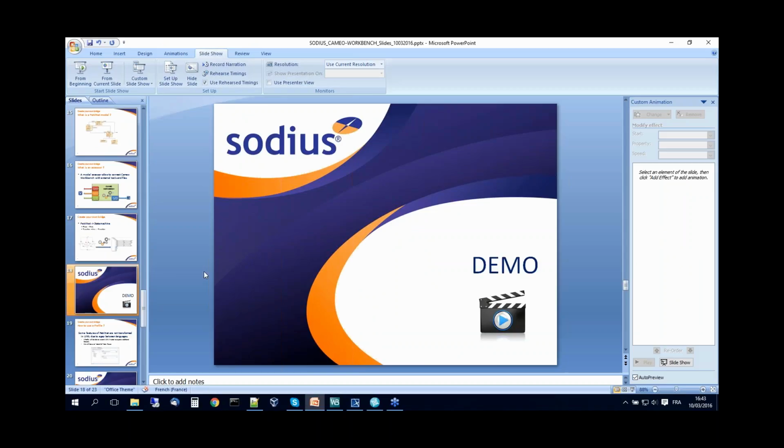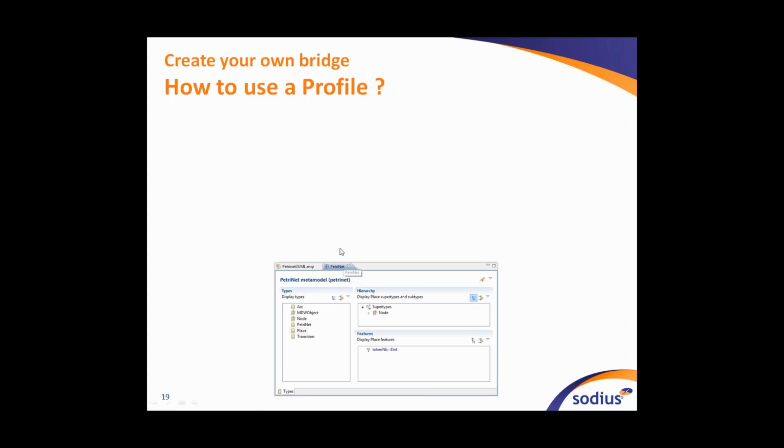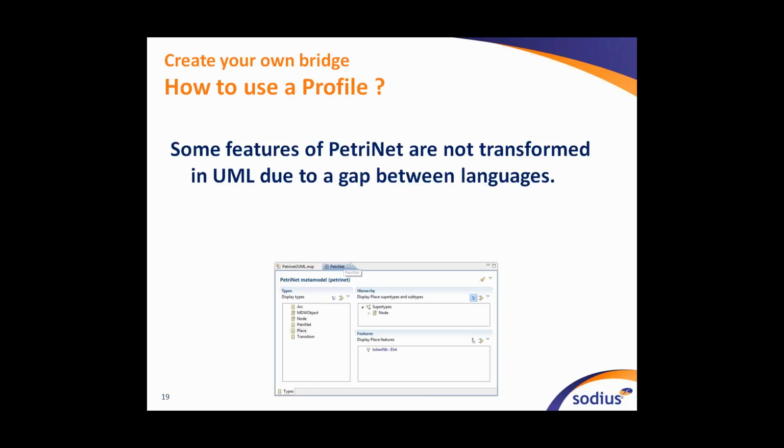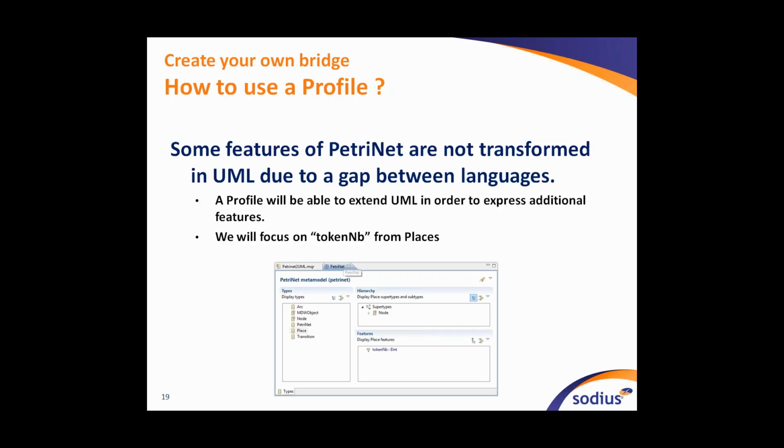And the next step now, I don't know if you remember, but some features are not transformed in the PetriNet model. My places in my Petri model have some numbers of tokens. And here, if I keep the transformation like this, some features are not transformed in the UML due to a gap between the languages, because the state in the UML model does not have the numbers of token attribute. So I will use a profile to extend the UML in order to express the additional feature. Like I said, we will focus on numbers of token.